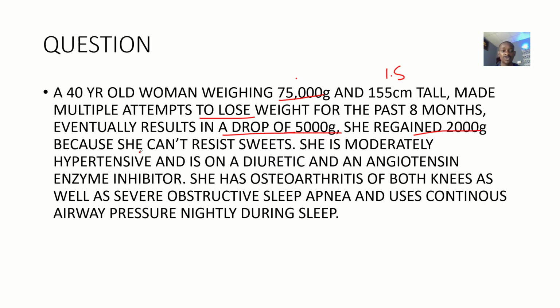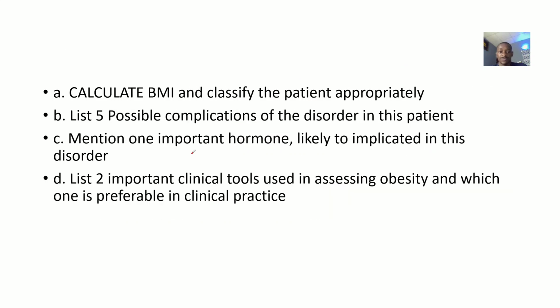But she can't resist sweets. She is moderately hypertensive. She's on a diuretic and an angiotensin-converting enzyme inhibitor drug. She has osteoarthritis of both knees as well as severe obstructive sleep apnea, so she uses continuous positive airway pressure nightly during sleep. So what are the questions? These are the questions. Calculate the BMI and classify the patient appropriately.